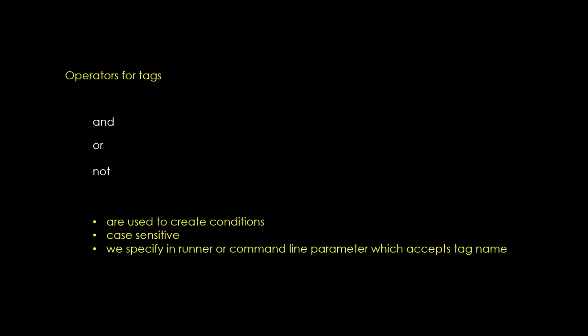Let's first see what are the different operators available for the tags. There is an operator called AND, OR, and NOT. Let's see why we use the operators. So basically, operators are used to create the conditions, and that condition is applied to identify the scenarios which will be executed during the execution. Operators are case sensitive, and we specify the operators in the runner or the command line parameter which accepts the tag name.